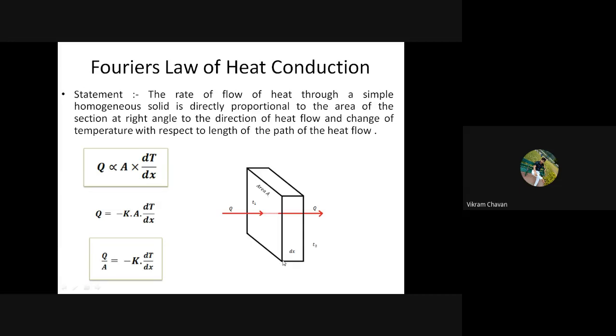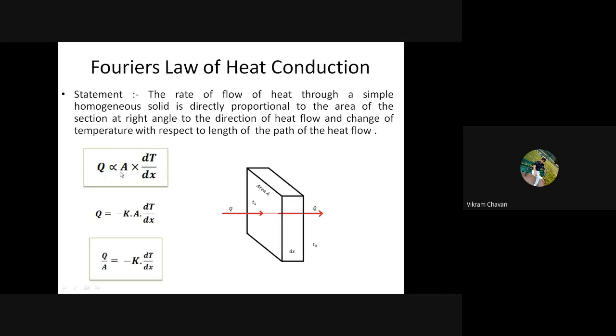Okay, that distance traveled by the heat is nothing but what? The thickness of that particular slab. Now we can say that the rate of flow of heat through a simple homogeneous solid is directly proportional to the area of the section at a right angle. The area of the section at a right angle is nothing but capital A.